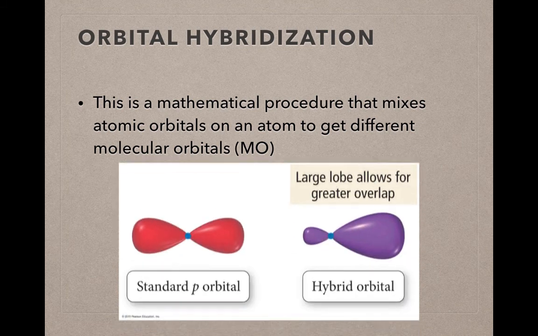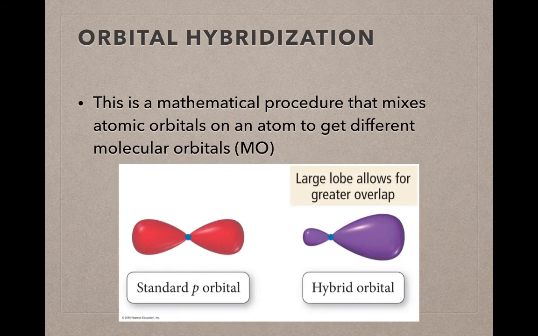If we look at a regular p orbital here, we see it's got 2 equally sized lobes. If we start mixing it with an s orbital, so we turn it into a hybrid between s and p, we end up with a really large lobe on one side and a small lobe on the other side. That larger lobe on the right allows for greater overlap with a different orbital. The greater the overlap between 2 orbitals, the stronger the bond, the more stable the molecule will be, and the lower its energy.